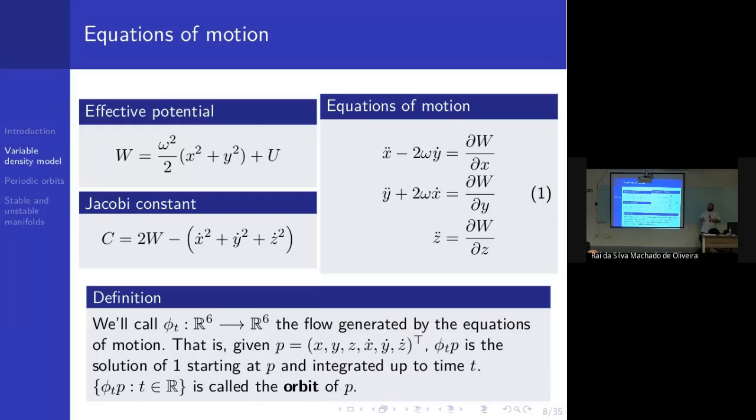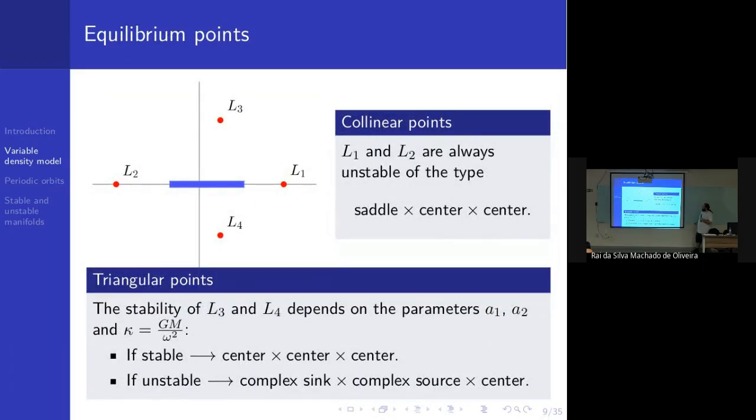And now that we have our dynamical system, we can study the typical things of a dynamical system, which are equilibrium points, periodic orbits, and so on. Okay, let's start with equilibrium points.